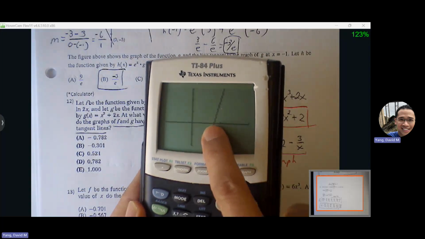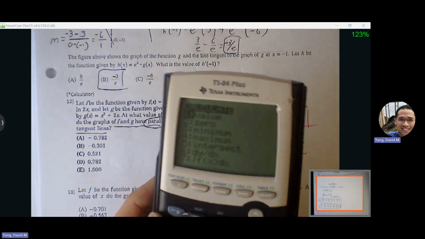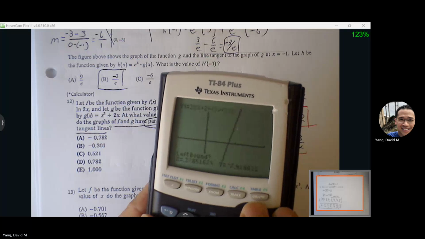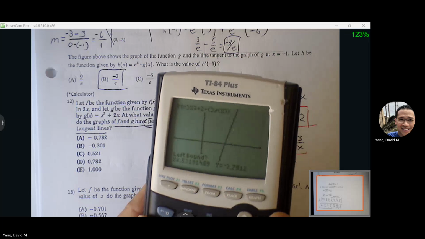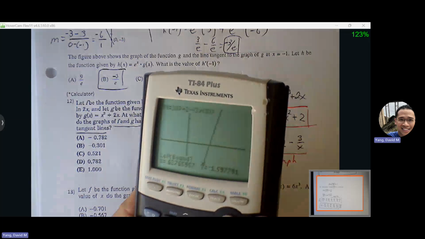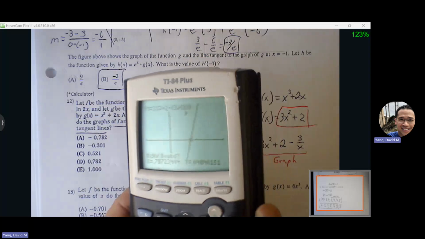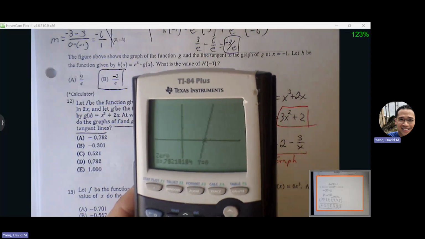So wherever that x-intercept is, that's the solution that I'm looking for. So second trace, 0. Choosing a point to the left of the x-intercept, hit enter. Choosing a point to the right of the x-intercept, hit enter. I got 0.782.